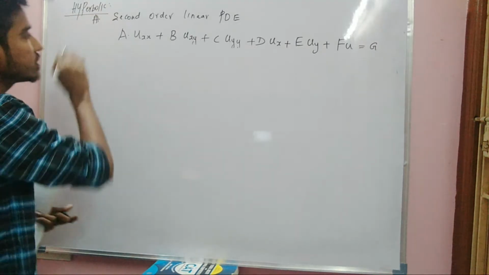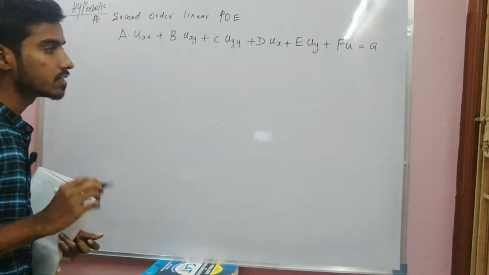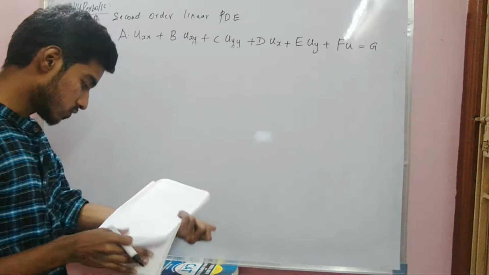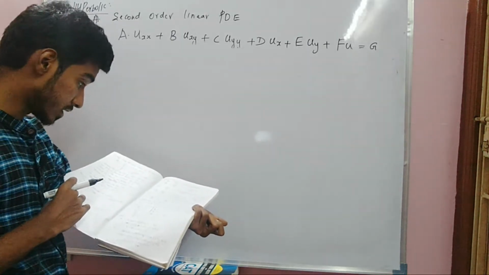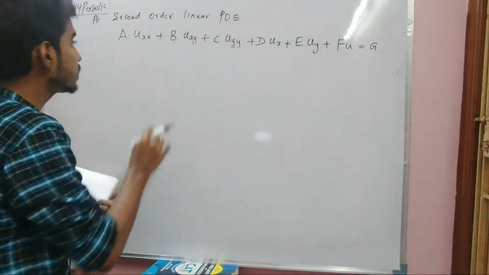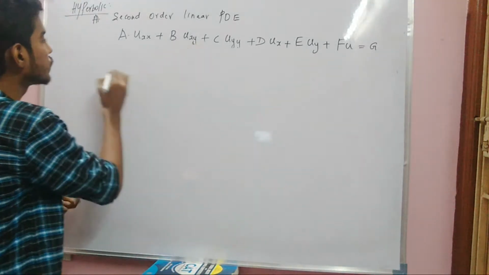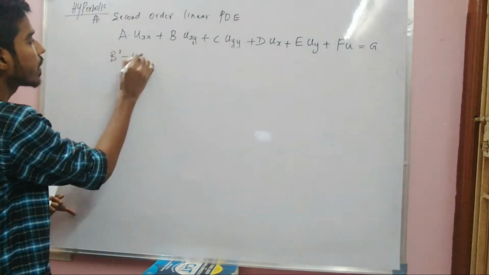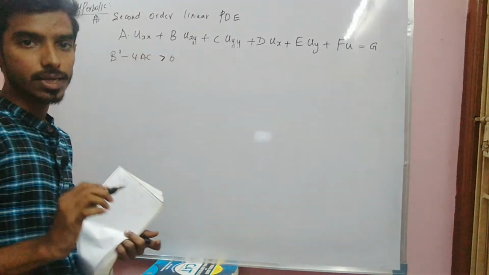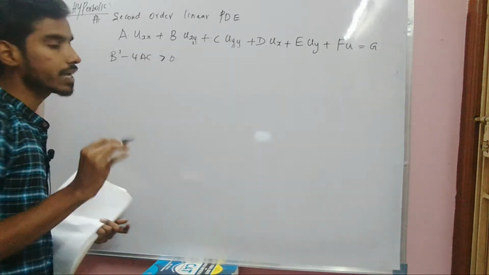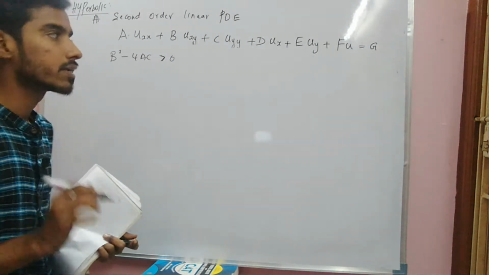So hyperbolic is b square minus 4ac greater than 0. As a first step, you find b square minus 4ac. If it is greater than 0, we can conclude that it is hyperbolic. Now you need to find the canonical form.